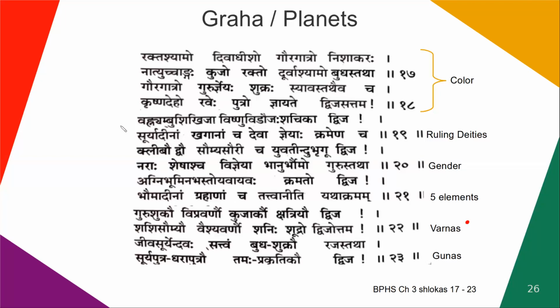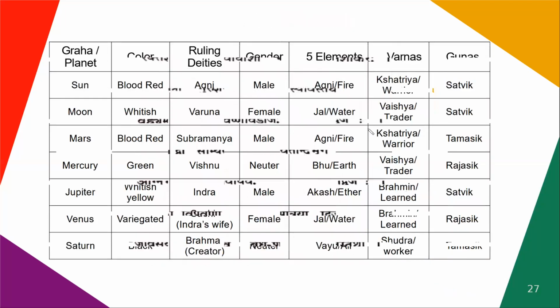The next shloka gives us the ruling deities of all these 7 planets. Let's read the shloka. Vanyambu Shikhija Vishnu Vidauja Shachika Dvija Surya Dinam Khaganam Cha Devadneya Kramena Cha. So Maharshi Parashara says, from Sun till Saturn, these are the different deities for each planet. I have tabulated them in the next slide.